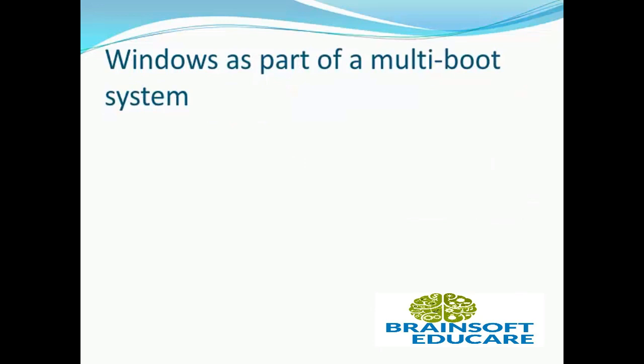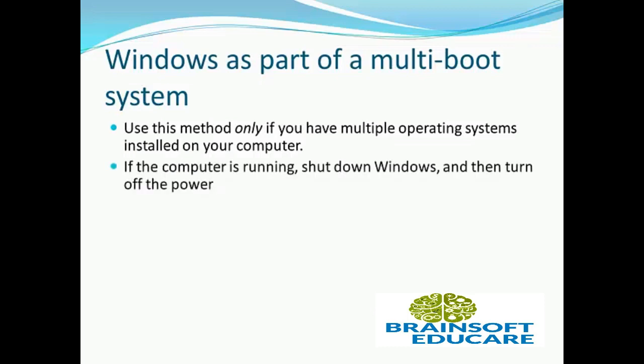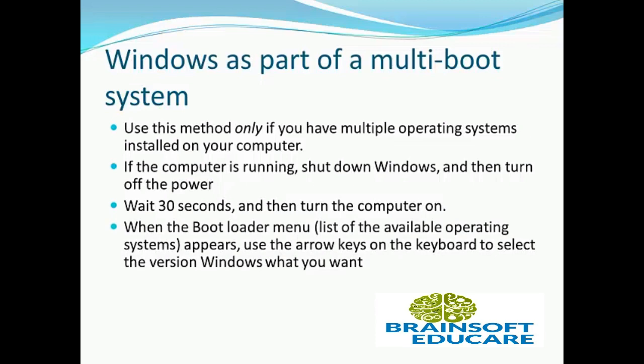Windows as a part of a multi-boot operating system. Use this method only if you have multiple operating systems installed on your computer. If the computer is running, shut down Windows and then turn the power off. Wait for 30 seconds and turn on the computer. When the boot loader menu appears, use the arrow keys on the keyboard to select the version of Windows that you want.